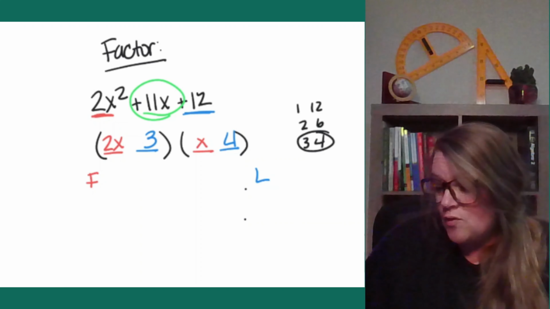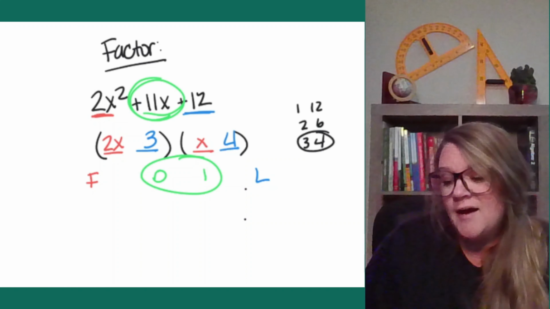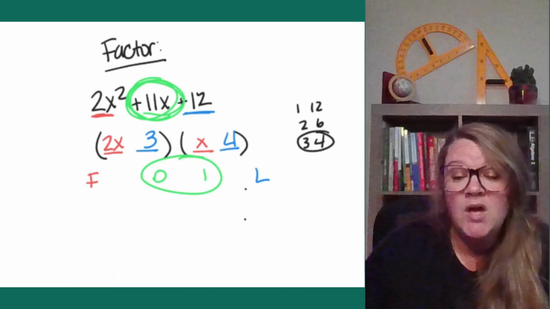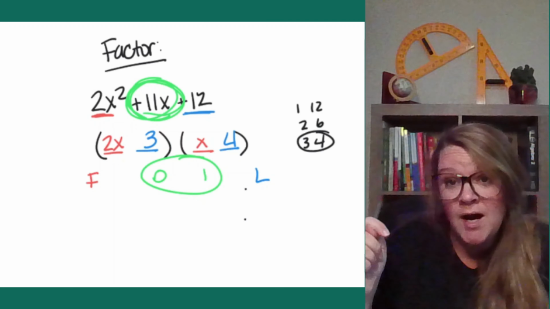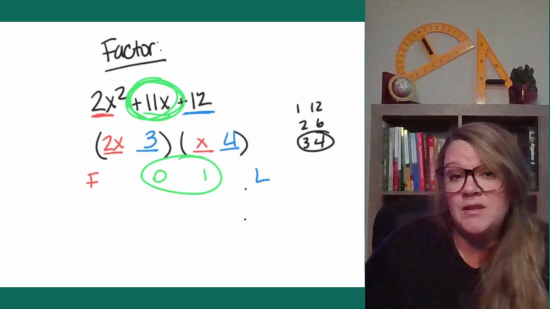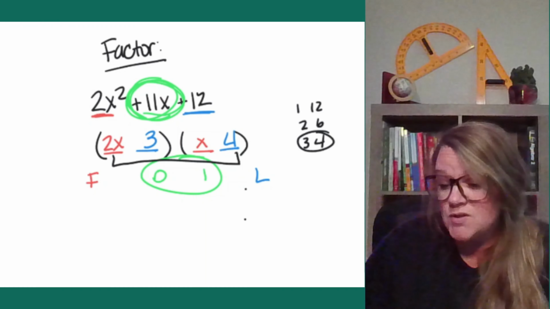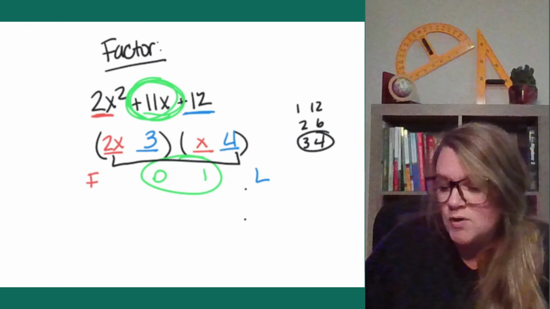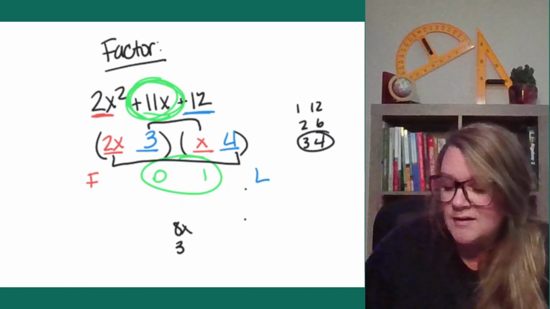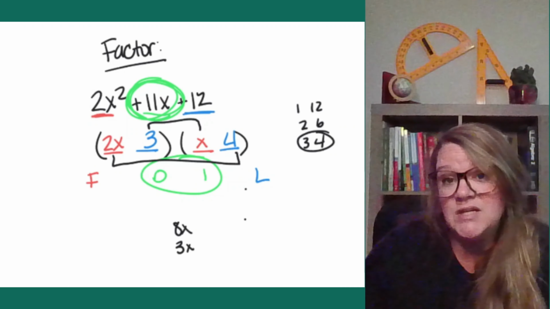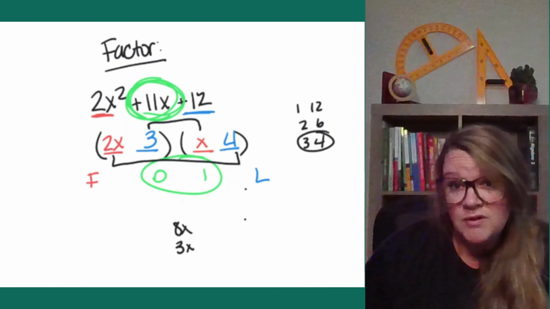So remember with FOIL, when I do the OI and I combine them, I have to get this 11x in the middle. So I like to do what's called an OI check. I like to make sure that my O and my I, when I combine them, can give me that 11x. So let's do our OI check. Outer times outer, 2x times 4 gives me an 8x, and inner times inner will give me 3x, and I am able to combine those to give me an 11x in the middle. So my 3 and my 4 are correct, and they're in the correct spots.